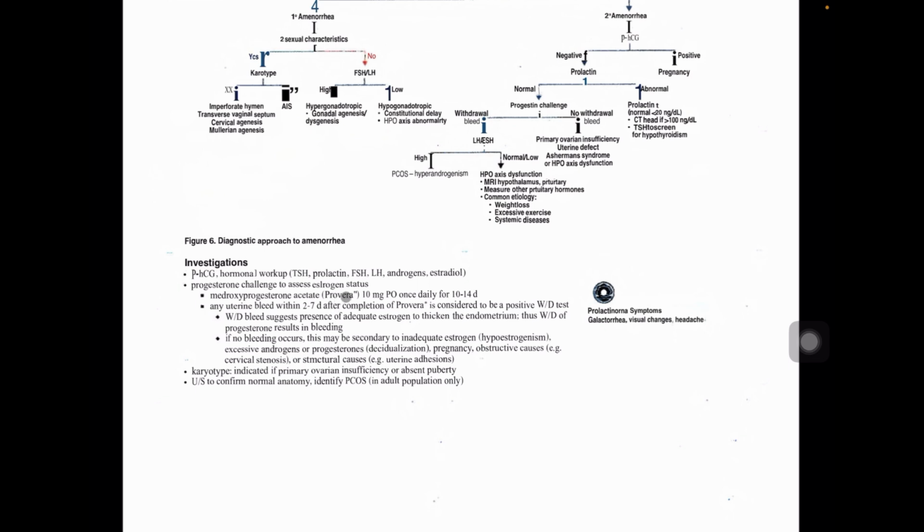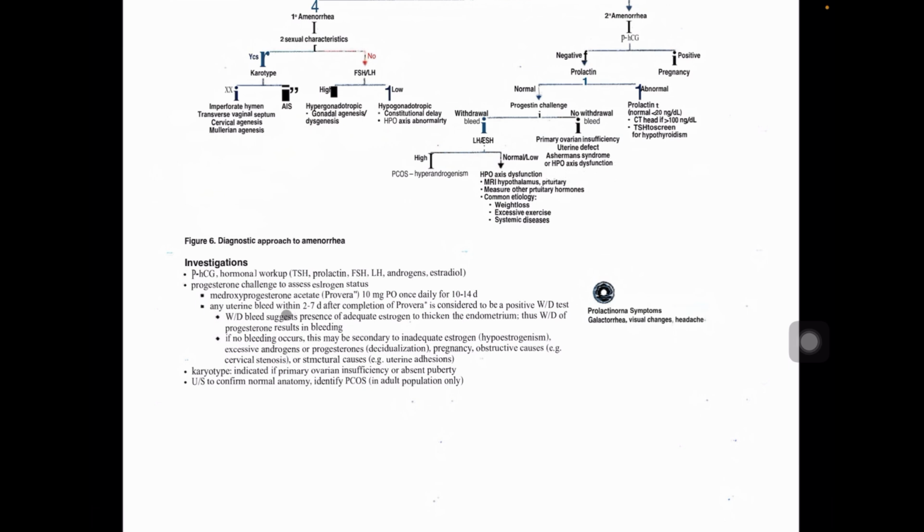Medroxyprogesterone acetate, Provera, 10 milligrams orally once daily for 10 to 14 days. That's how we do the progesterone challenge test, where we give the patient Provera, or medroxyprogesterone acetate, for 10 to 14 days, and then we ask the patient to withdraw it for 7 days and see if there's any withdrawal bleeding. If yes, then we need to check FSH and LH. If there's no withdrawal bleeding, the patient may have primary ovarian insufficiency, uterine defect, Asherman syndrome, or HPO axis dysfunction.